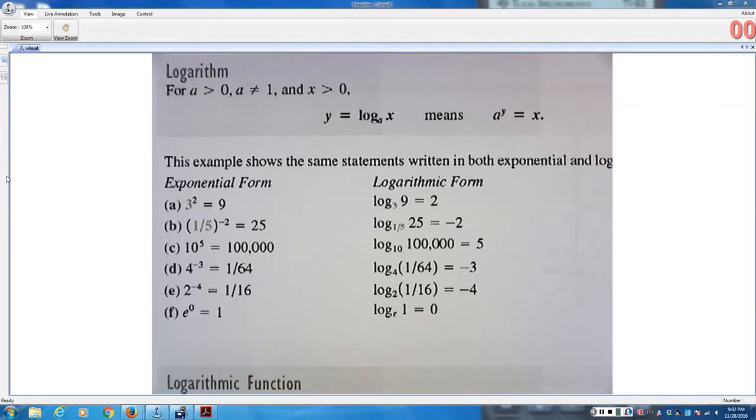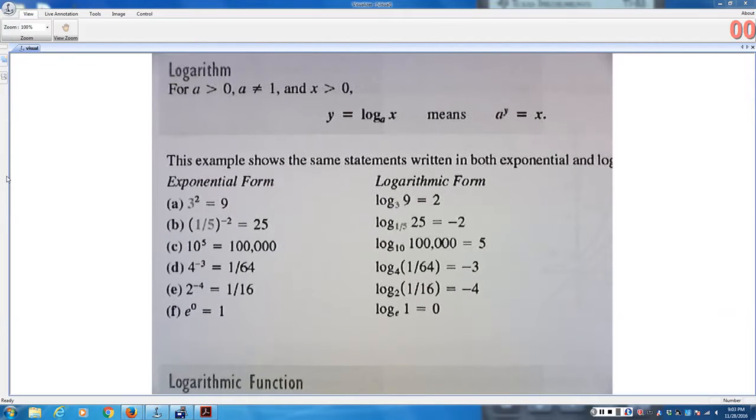Definition for a logarithm. Exponential functions and logarithmic functions are what are called inverses of each other. What an inverse means is that if you trade places with x and y and then resolve the equation for y, you have the inverse of the original equation. That's really, in a nutshell, what you do. You don't really need to do that. That's just how they come up with it.